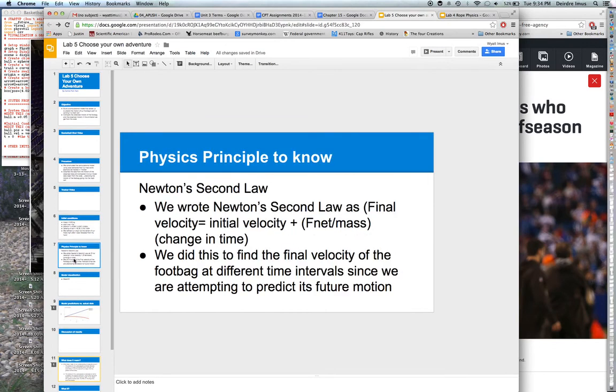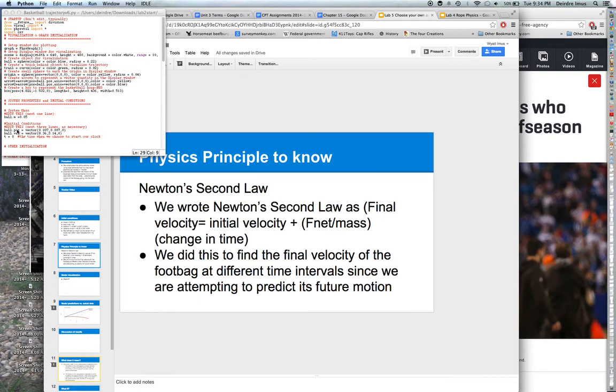The basic physics principle we need to know for this lab is the same as lab 1 and 2, and seems to be a recurring principle in all of physics, which is Newton's second law. We wrote Newton's second law as the final velocity equals the initial velocity plus the F net divided by the mass times change in time, which is just force equals mass times acceleration rewritten so that we can find the final velocity of the footbag at different time intervals, since we are attempting to predict its future motion.